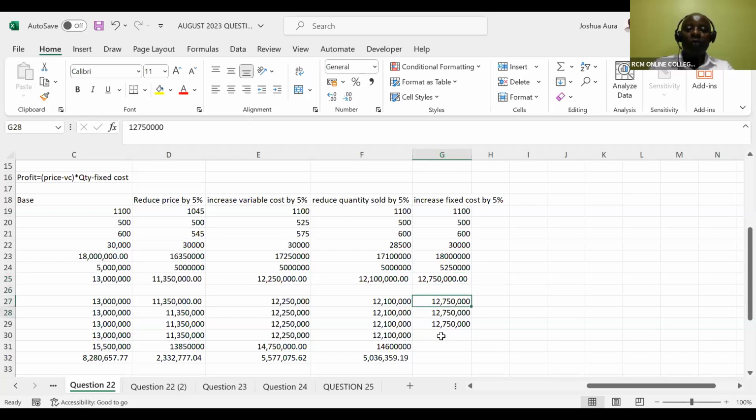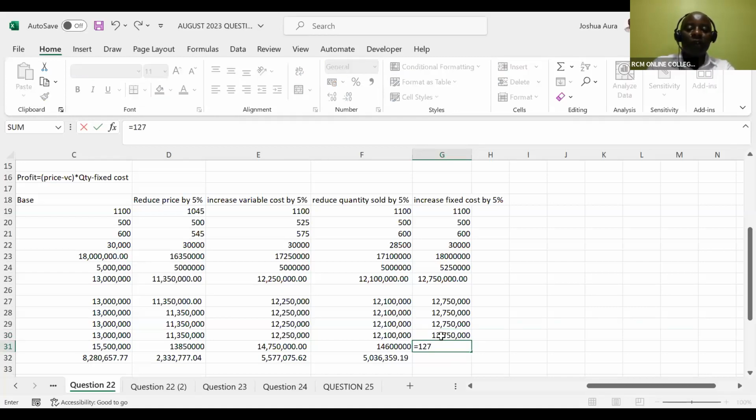Year 4, I have 12,750,000. But year 5, you see, I will get these 750,000, but I add the scrap. The scrap is not changing. So I'll come and say here, plus the scrap of 2.5 million.